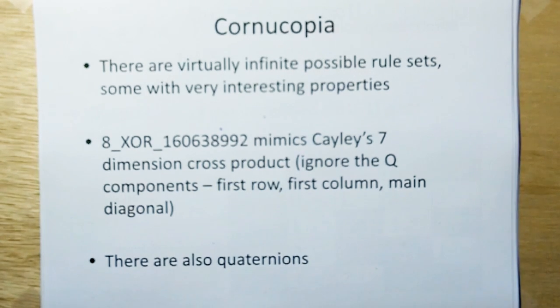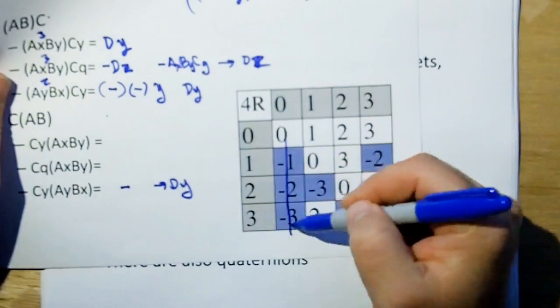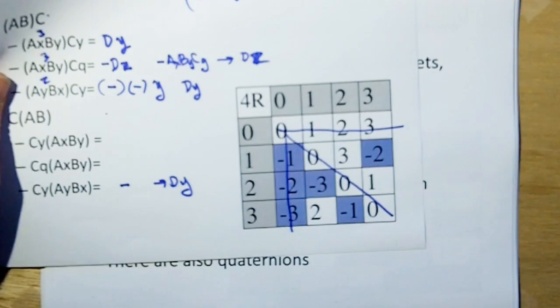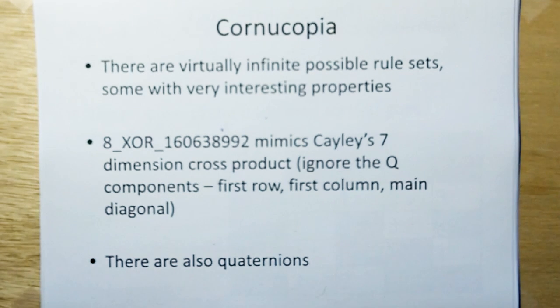All you have to do is ignore the Q components. And the Q components of my matrices are the first row, first column, and the main diagonal. Okay, those are the Q components. So if you ignore the Q components, the remaining components match exactly Cayley's 7-dimensional cross product.